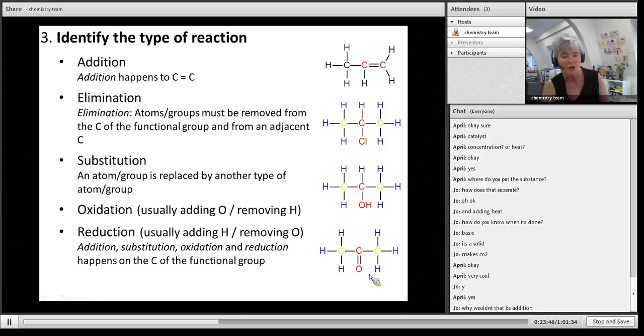Good point, Joe. A lot of reductions are a type of addition. So that's in a way like a sub.